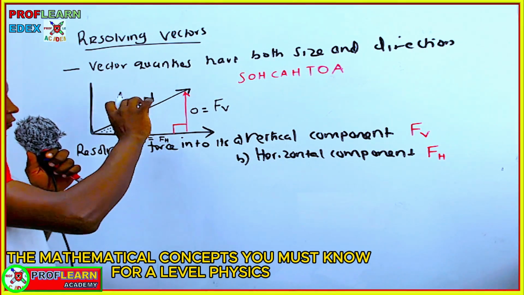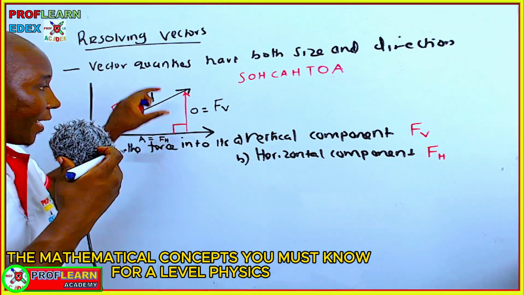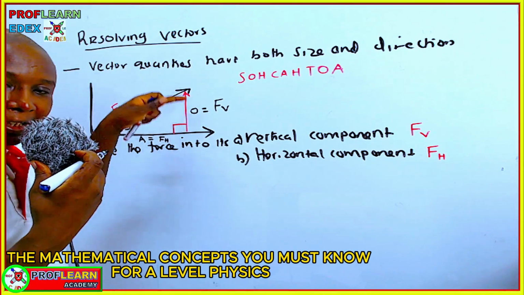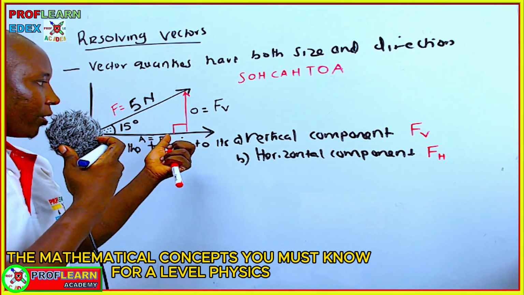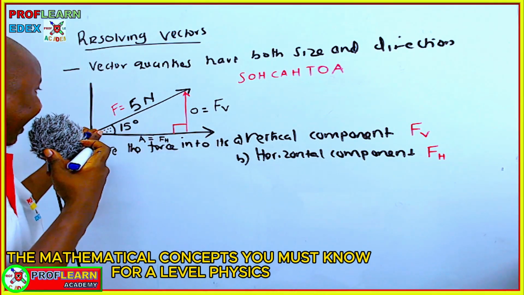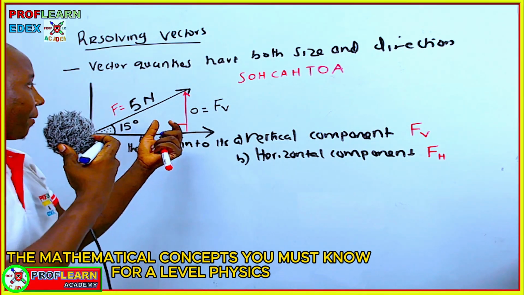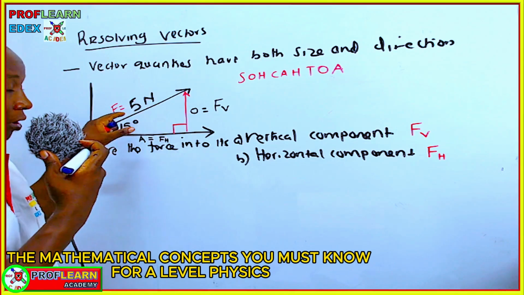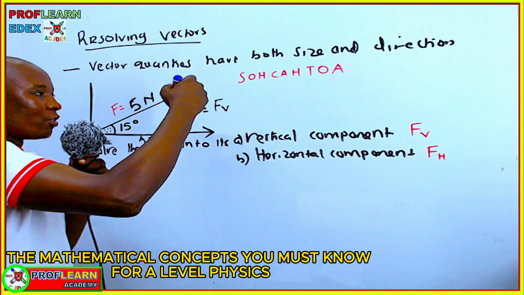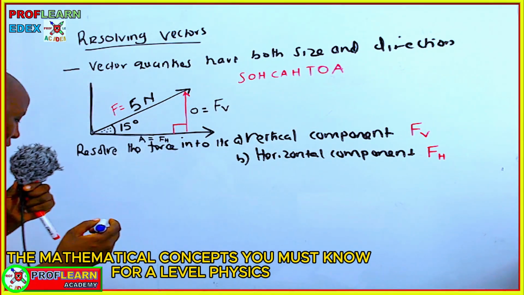So if this force of 5 Newton is applied at this point, the question is, in the y direction, what magnitude of the force is acting in the y direction, and what magnitude is acting in the horizontal direction, because this force is acting at an angle. So we're trying to find in the vertical direction, what is the magnitude of this force? If this object is going to move upward, what is the value of the force that is going to be moving in the vertical direction and also in the horizontal direction?